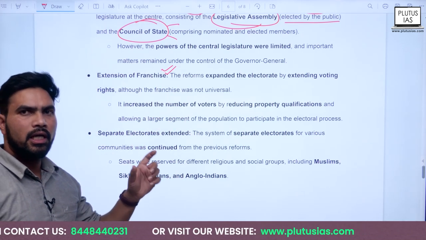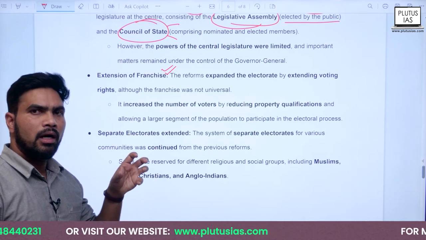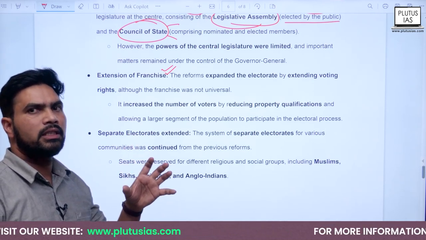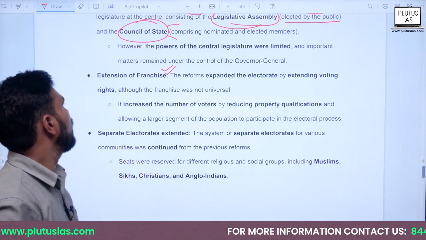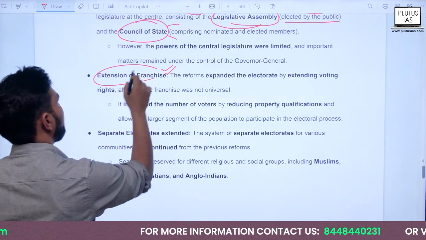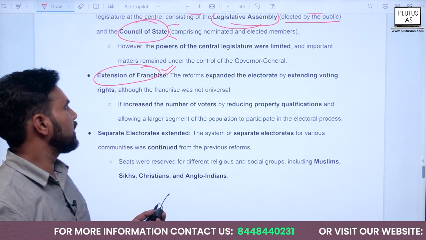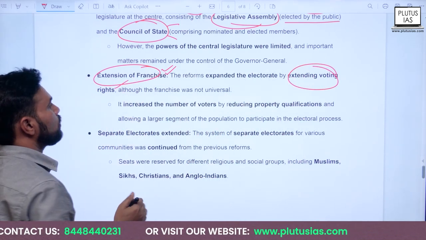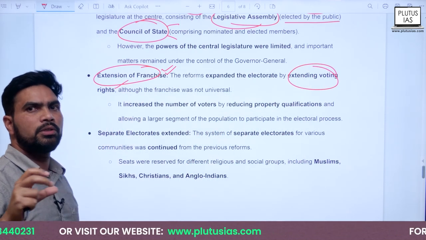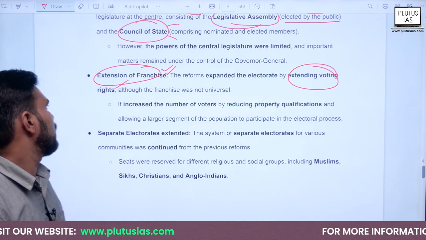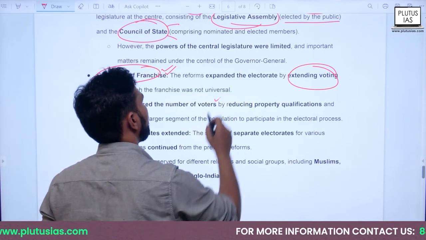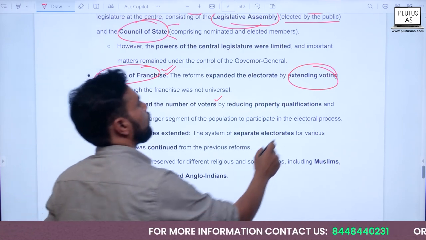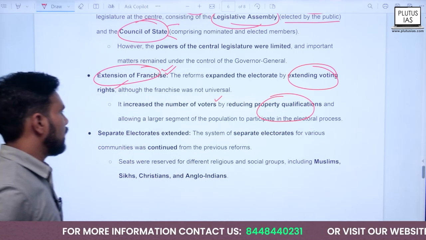Extension of franchise. As we have seen in the earlier acts, a semblance of election had been introduced in India. So that election franchise, I mean the electorate, has been expanded by extending voting rights to some other people, introducing some new criteria, right? It increased the number of voters by reducing property qualifications, right?